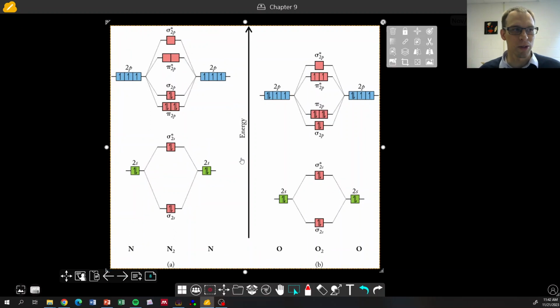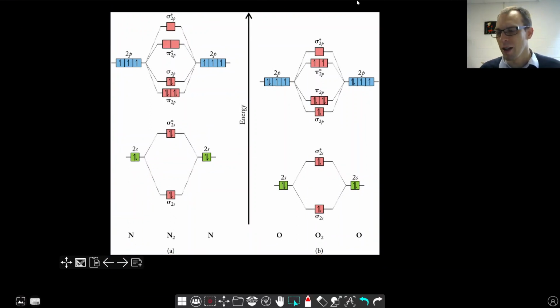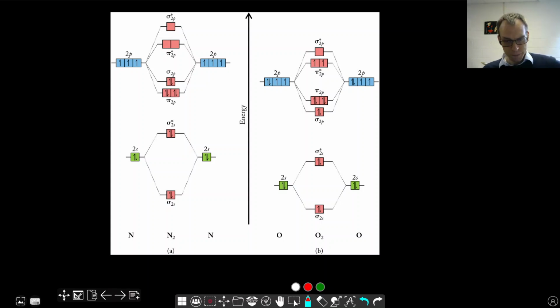So we've seen what the orbitals look like and why some of them are bonding, why some of them are anti-bonding. Some of them are bonding because there are electrons between the nuclei, and in the anti-bonding, they're not in between the nuclei. There's low probability. So we can think about our valence electrons. So let's look at nitrogen here, N2.